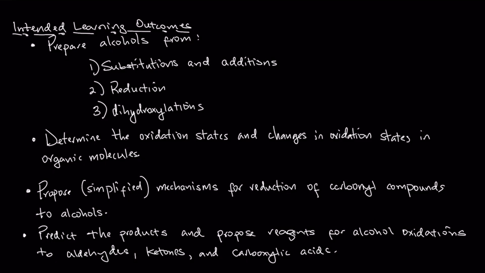Okay, so in this video, we have recalled some substitution and addition reactions to form alcohols. We have introduced the idea of an oxidation state to then talk about the reduction and oxidation of alcohols. We have proposed simplified mechanisms for reduction of carbonyl compounds to alcohols, and then we've also drawn out a synthesis map to interconvert between the different oxidation states of alcohols, ketones/aldehydes, and then carboxylic acids.